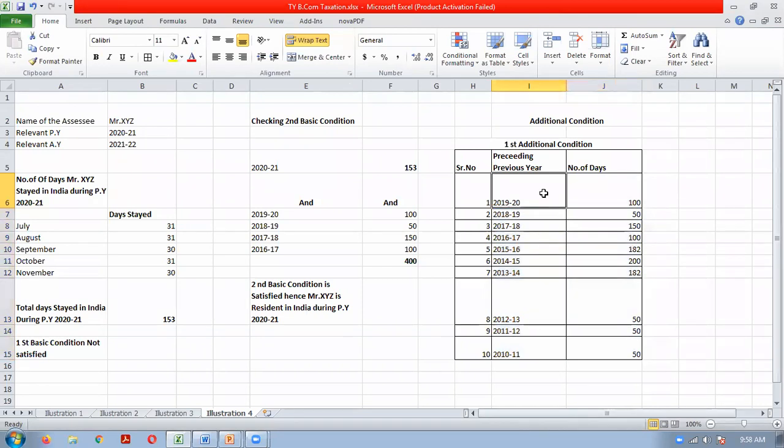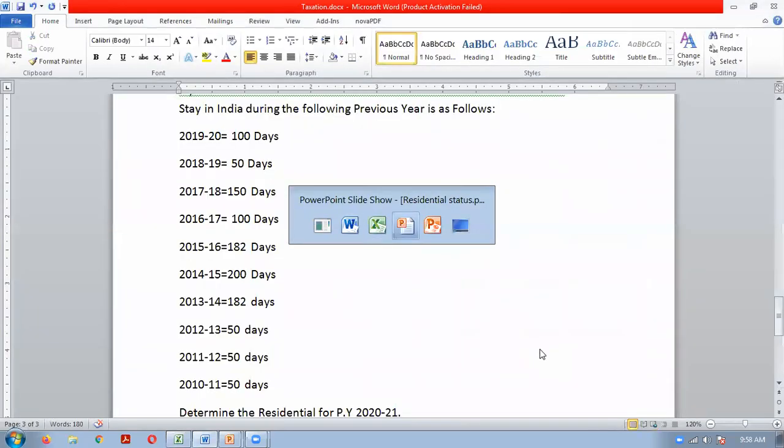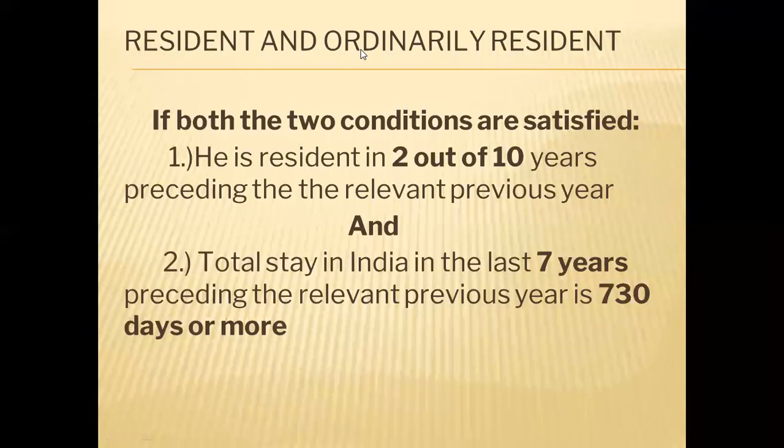See, everything is before you only. We are having the 10-year data. From this data, we have to just tell whether in this 10 years XYZ was resident in any 2 years or not. No need of checking all the years because the condition says that only 2 years minimum is required. So why should we go for all the years? If in these 10 years he was resident in any 2 years, we want to check only that much.